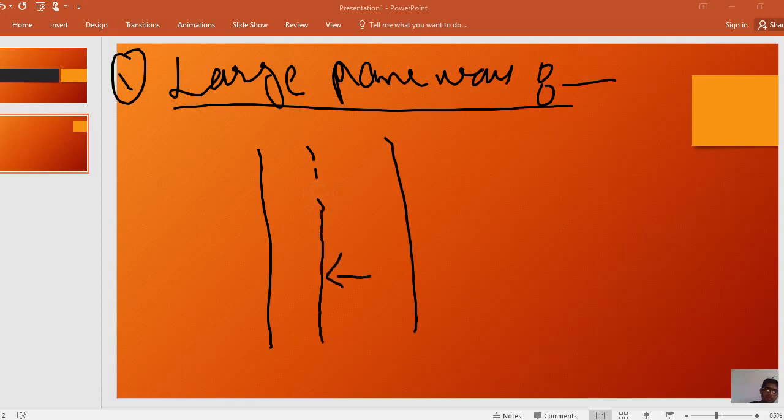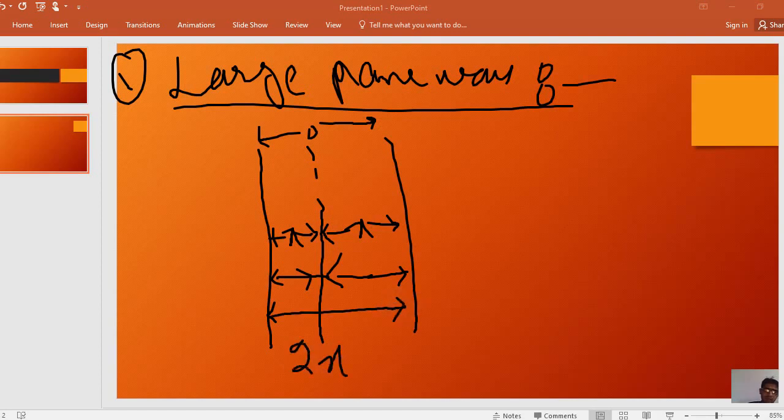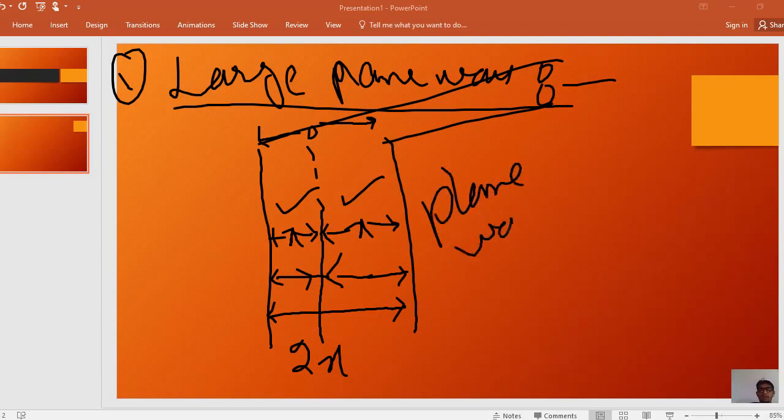This is the thickness of the wall. Suppose this is the origin. This is the thickness at the right hand side. The thickness is x. Similarly, the thickness at the left hand side is also x. So this is also x, and the total thickness of this wall is 2x. x plus x is equal to 2x. The total thickness of the wall is 2x. This is the length of the wall. This is the plane wall.